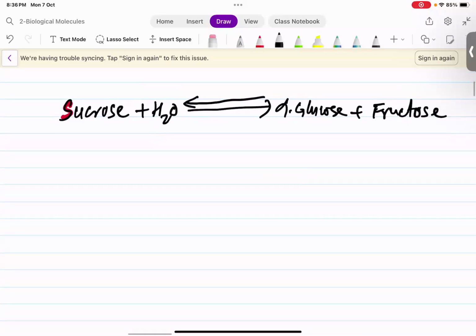So this arrow in this right hand direction shows condensation. This is condensation. Okay, so this is condensation, whereas this in the other direction is hydrolysis.